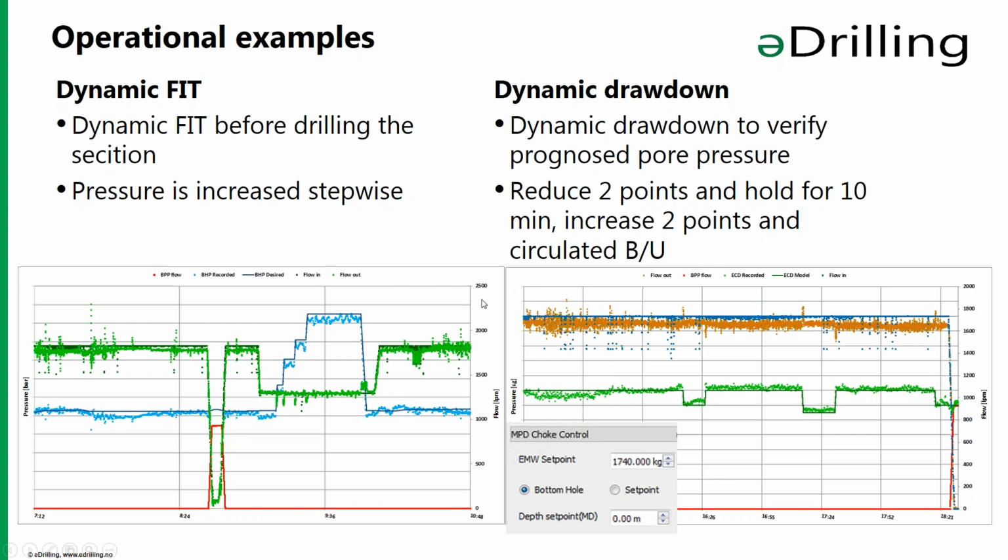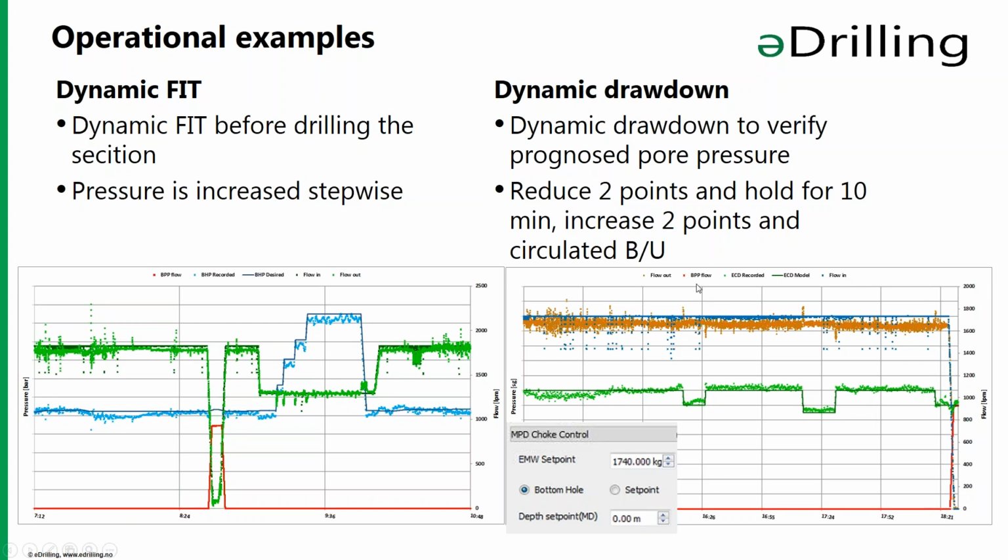Some operational examples. Depending on what you want to achieve with the well, a dynamic FIT can be done to ensure that you're able to displace to the kill mode that you would like to displace to. So this is the view that the operator will see. They can increase the target set point. Here you can see they gradually increase it. There's no deviance between the flow in and flow out.